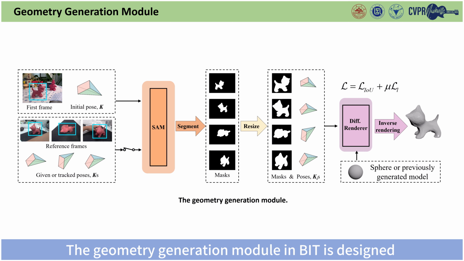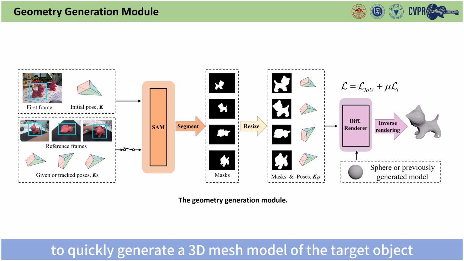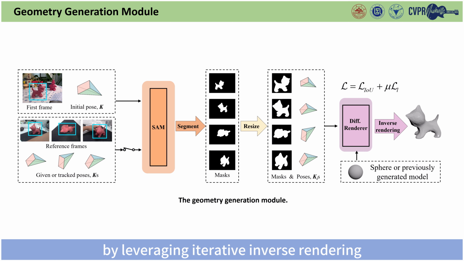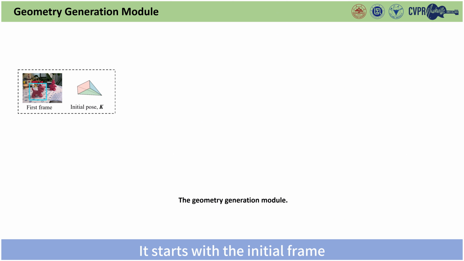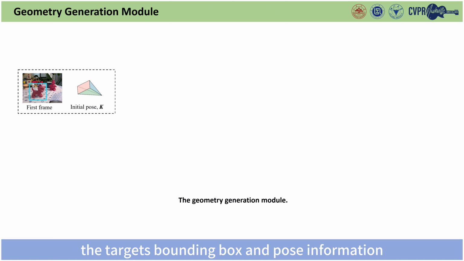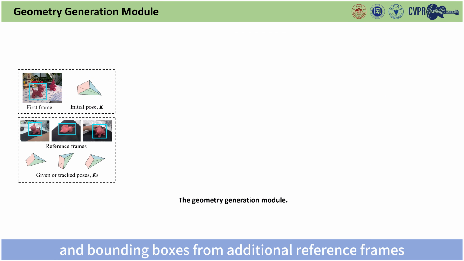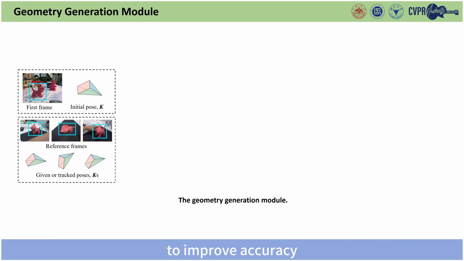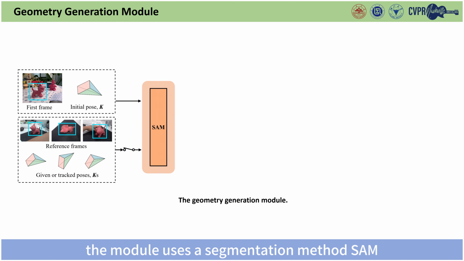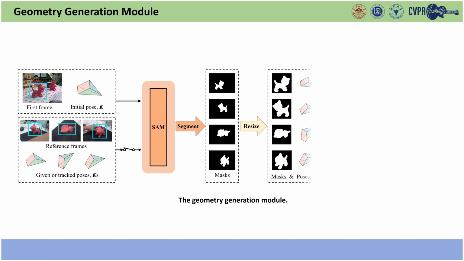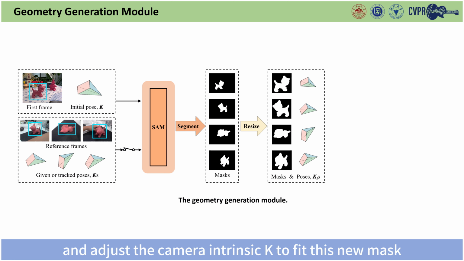The geometry generation module in BIT is designed to quickly generate a 3D mesh model of the target object by leveraging iterative inverse rendering using just RGB images. It starts with the initial frame, the target's bounding box, and pose information, then optionally incorporates masks and bounding boxes from additional reference frames to improve accuracy. The module uses the segmentation method SAM to extract the object mask, then scales and centers it, and adjusts the camera intrinsics K to fit this new mask.